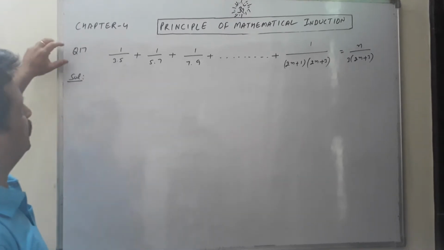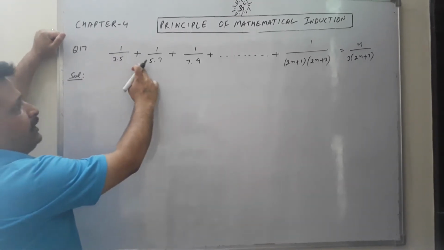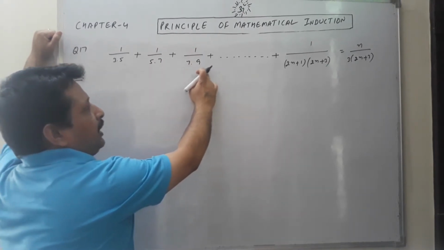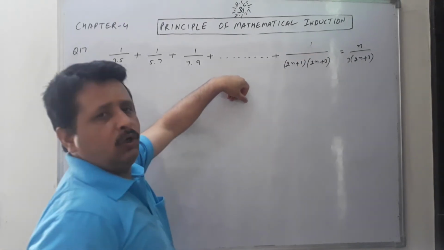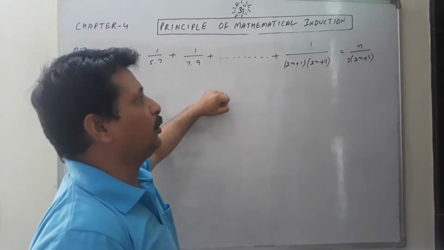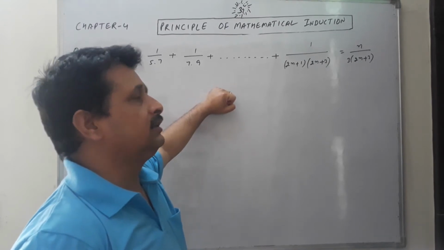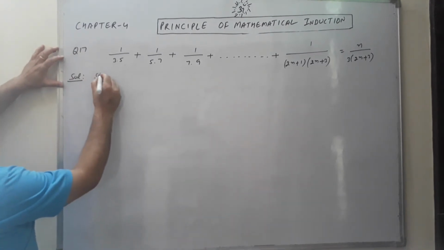So let us start with question number 17. 1 upon 3 into 5 plus 1 upon 5 into 7 plus 1 upon 7 into 9 plus so on plus 1 upon (2n plus 1) into (2n plus 3) is equal to n upon 3 into (2n plus 3). So let us come with step number 1.